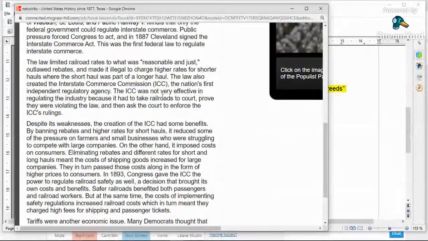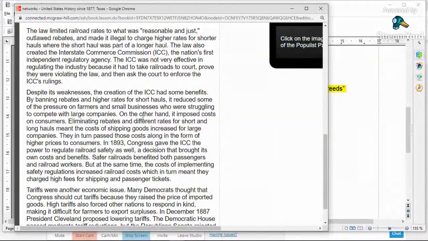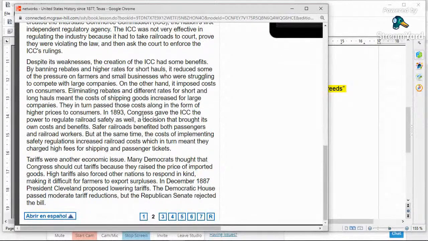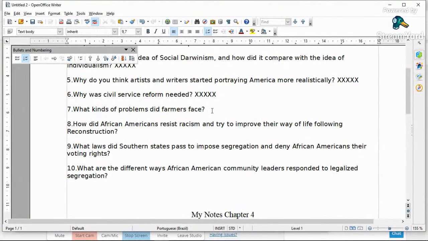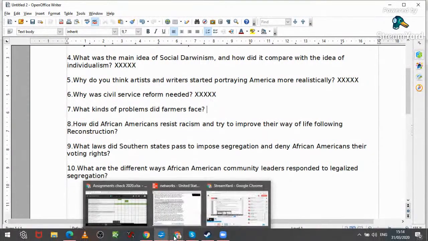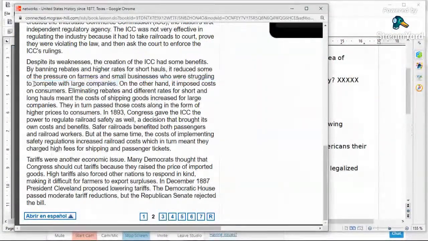So the ICC was not very effective because it had to take railroads to court to prove they were violating the law and then ask the court to enforce the rulings. But there were some benefits. They banned rebates and higher rates for short hauls. It reduced some of the pressure on farmers and small businesses who were struggling. So here is one answer to this question, number 6: the farmers could not compete with the railways. The railways charged a price that was too high for the farmers to be able to sell and transport their product. So that's one problem. And they couldn't compete with larger companies.